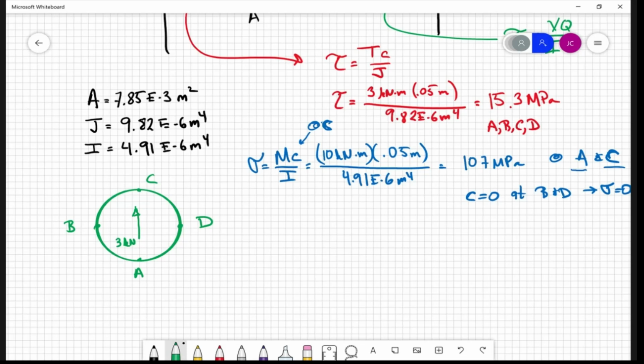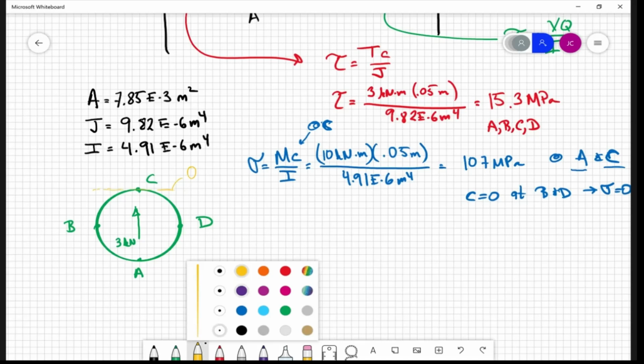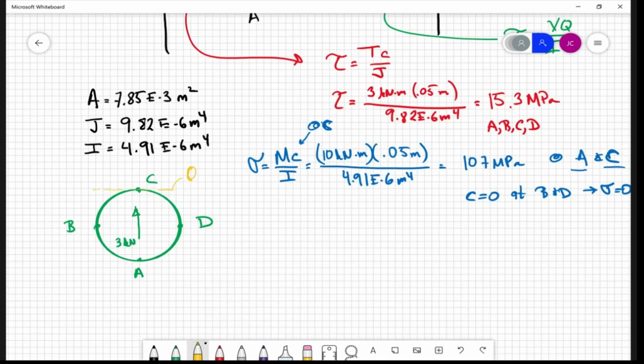All right. So if we talk about point C, the area that we would consider for computing Q is the area above, since we want to get the shear at this plane. There is no area here. So up here, Q goes to 0, right? And likewise at point A as well, Q goes to 0.